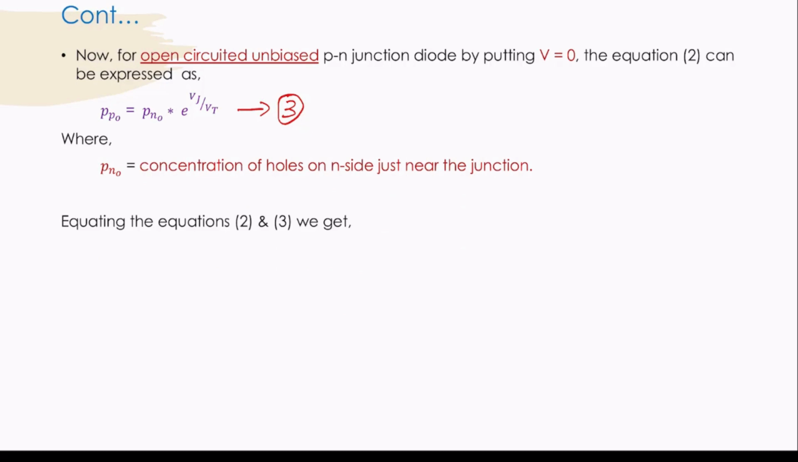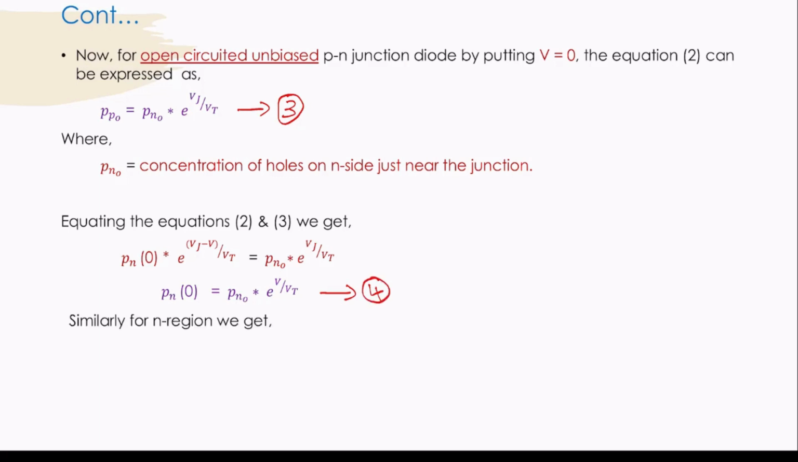Now by equating equations 2 and 3, we get Pn of 0 into e to the power of Vj minus V by Vt is equal to Pn0 into e to the power of Vj by Vt, by which Pn of 0 becomes Pn0 into e to the power of V by Vt. Let it be equation 4. Similarly, for N region, we get Np of 0 is equal to Np0 into e to the power of V by Vt. Let it be equation 5.